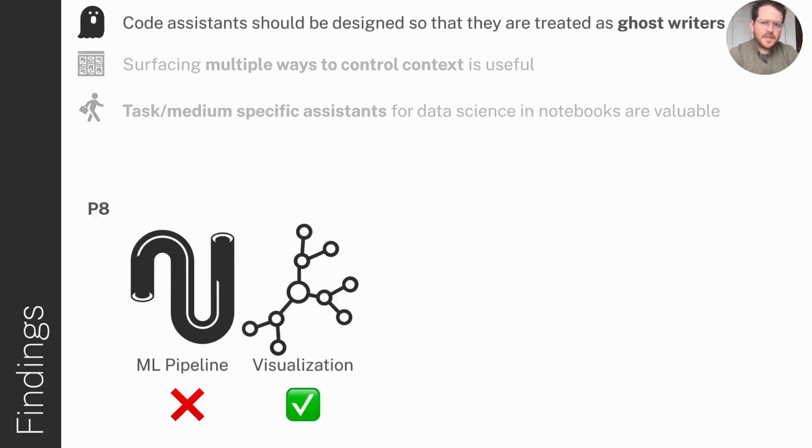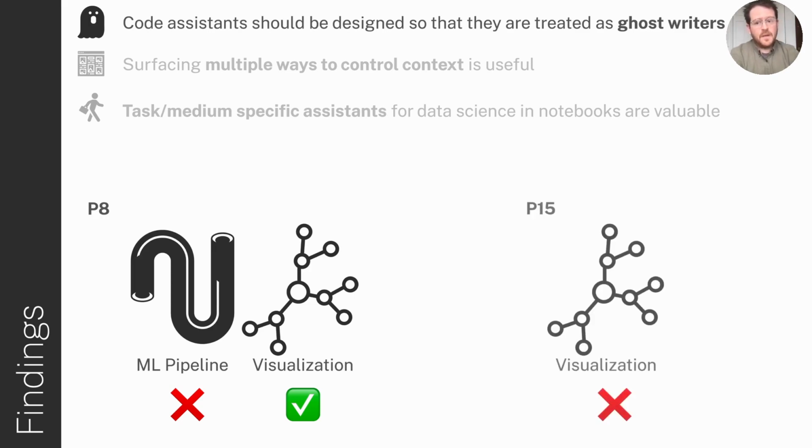The first of which is that code assistants should be designed so that they are treated like ghostwriters. Respondents observed that their perceived contribution governed what types of tasks they would trust the assistant to perform. For instance, one participant noted that they wouldn't trust the system to build an ML pipeline, which he viewed as the core part of his job, but would trust it to make charts for him, as he did not view that as an essential part of his work. Another participant, whose primary work involved producing analyses, felt that he would not trust the system to build charts for him. So what things should we try to automate in this context? Well, it depends on how the users view themselves and the nature of their work.